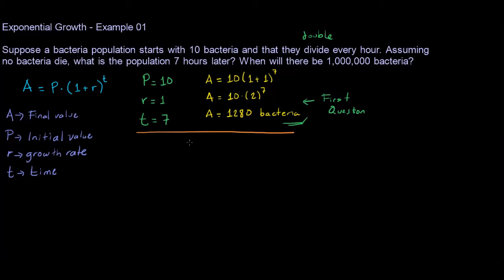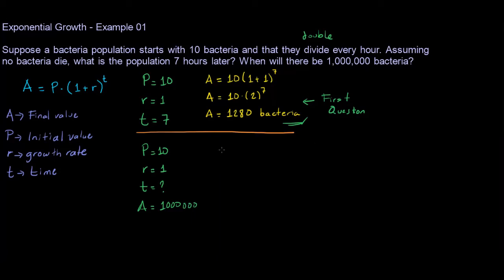Now for the second one, the initial population will still remain as 10 bacteria. The growth rate will remain the same as 1, but now we do not know the time. That's what we're being asked to find. But we do know the final value. In this case, the final value will be 1 million bacteria. So A would be 1 million bacteria.